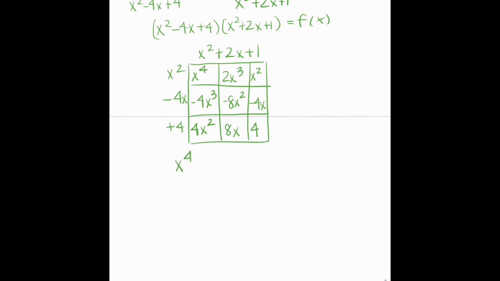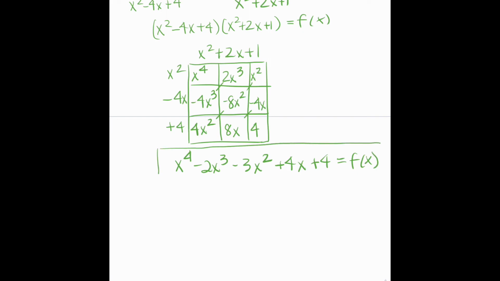So we get x to the 4th, negative 2x cubed. Then we get, well, negative 8 plus 4 is negative 4 plus 1, so that's negative 3x squared. That's 4x and plus 4. Equals f of x. You could put the equals f of x on the front. It doesn't matter exactly where you put it, whether it's in the back or out front, it doesn't matter.